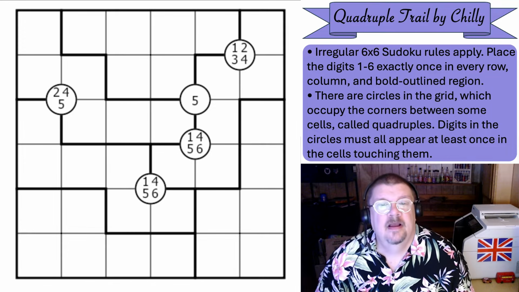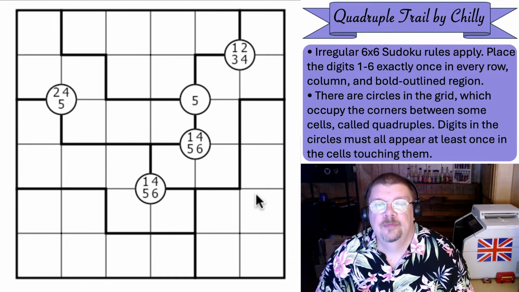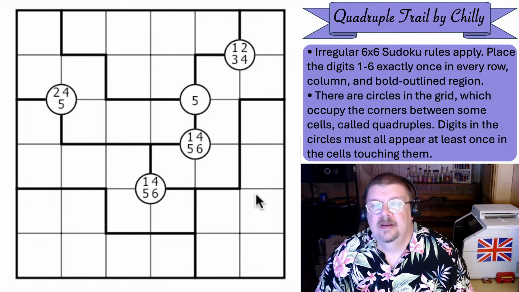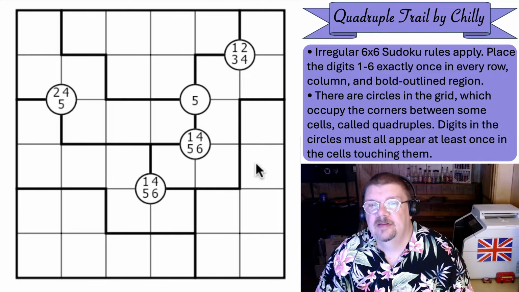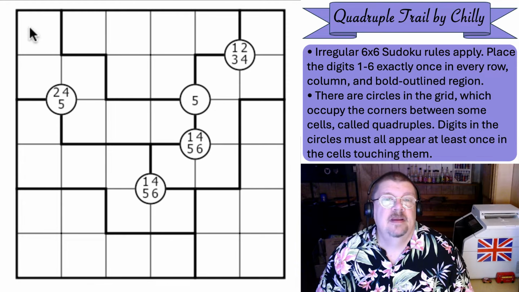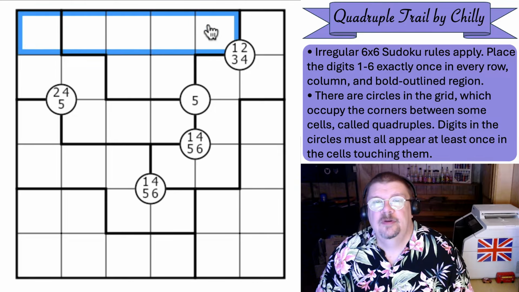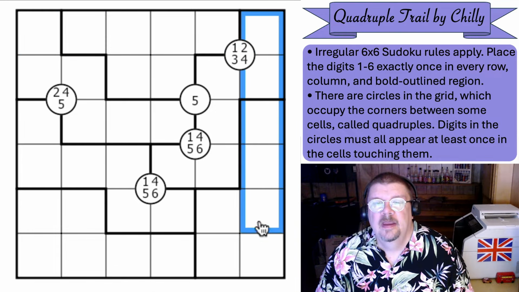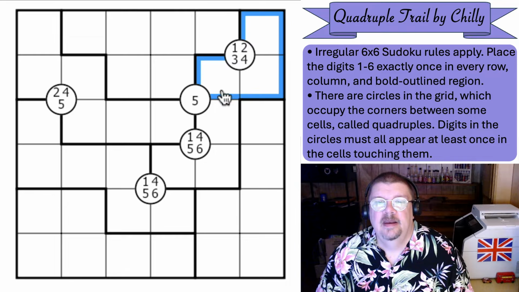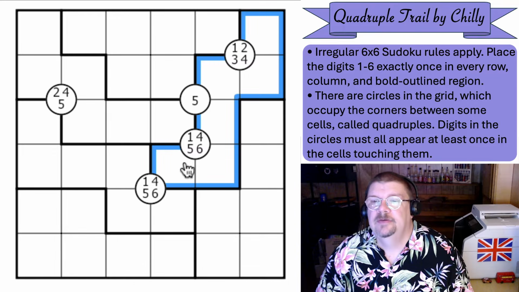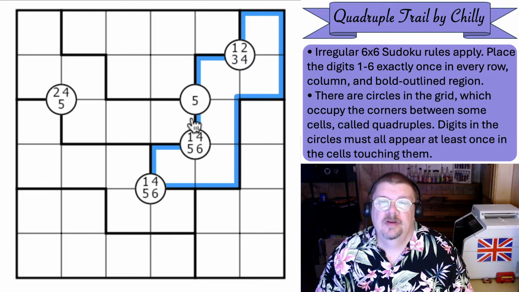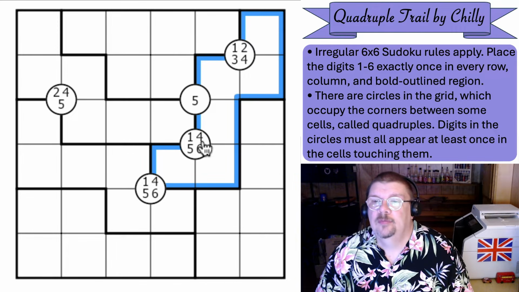Okay, let us have a look at the rules, and I'll just remind you that if you'd like to try this for yourself, it'll be the first link in the description. So the rules: irregular 6x6 Sudoku rules apply. So we're going to place the digits 1 to 6 in every row, every column, and in every bold outlined region. There are circles in the grid which occupy the corners between some cells called quadruples.